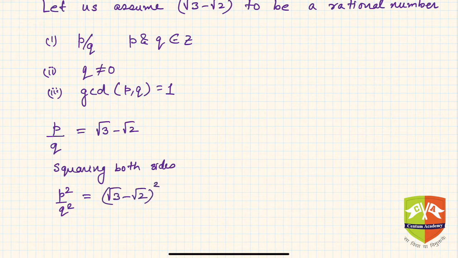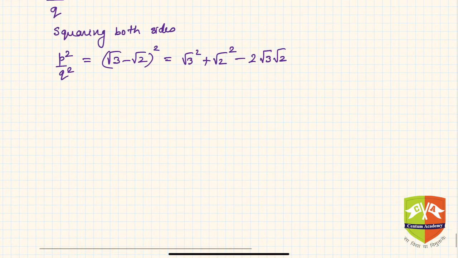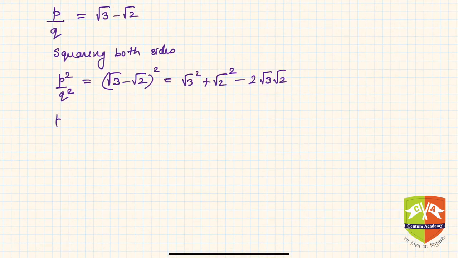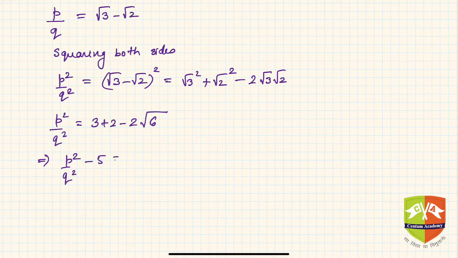which is equal to, if you know the identity, (a minus b) whole square is a square plus b square minus twice ab, that is root 3 square plus root 2 square minus twice root 3 into root 2, correct? Simplifying, what will you get? You will get p square upon q square is equal to 3 plus 2 minus 2 into under root 3 times 2, that is 6, correct? Simplifying further, you'll get p square by q square minus 5 is equal to minus 2 root 6. That means 5 minus p square by q square is equal to 2 root 6.